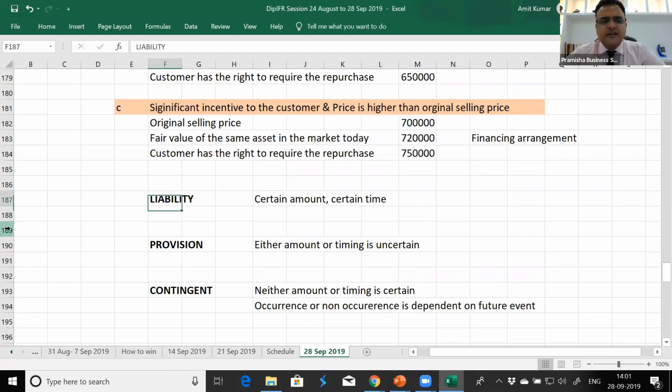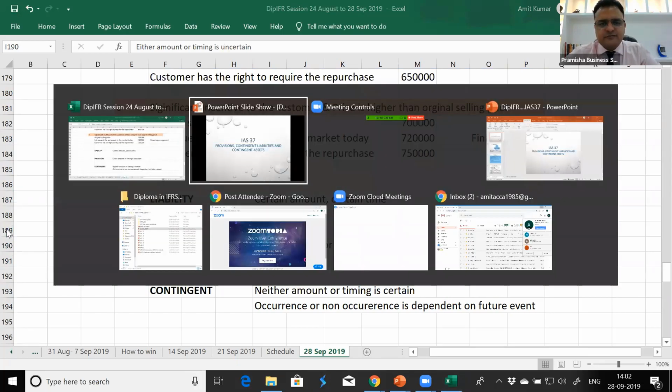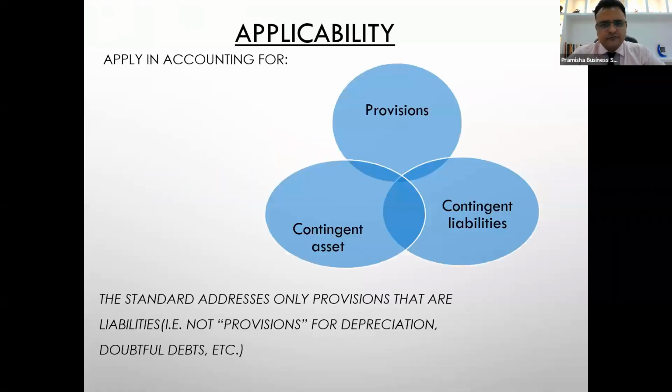So this is a clear difference between liability and provision. Provision becomes a liability in future. A contingent liability becomes a provision if we reach a level wherein we are probably able to estimate the amount which we can recognize in the books. So we apply IAS 37 for provisions, contingent assets and contingent liabilities.